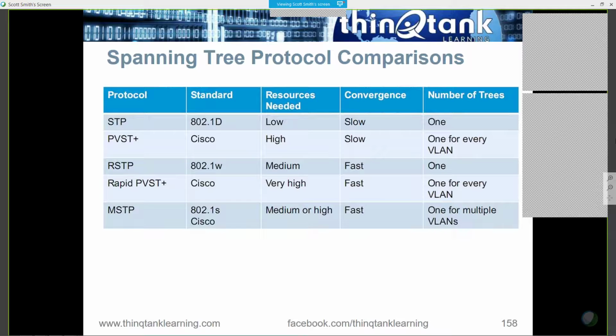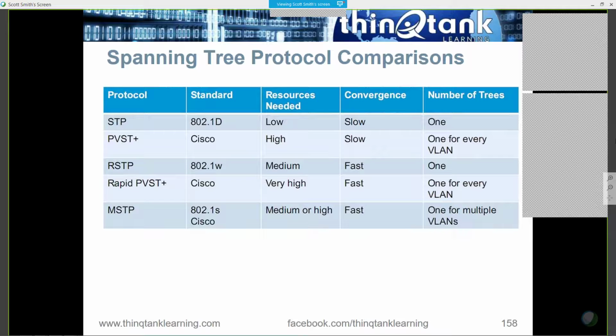PVST plus. PVST stands for per VLAN spanning tree. Okay, the plus, there was actually one without a plus. The plus is all the enhancements that Cisco added to spanning tree: PortFast, BPDU guard, loop guard, root guard, EtherChannel guard. There's a whole bunch of enhancements that Cisco added to spanning tree. We don't get into all those little tiny enhancements in this class. We tend to talk about those in the CCNP class, but the key that I want you to get from this is that we're running spanning tree per VLAN. So if you have 20 VLANs in your network, you're going to have 20 instances of spanning tree. That's why it says that the resources needed are high, because we're duplicating spanning tree instances more than once.